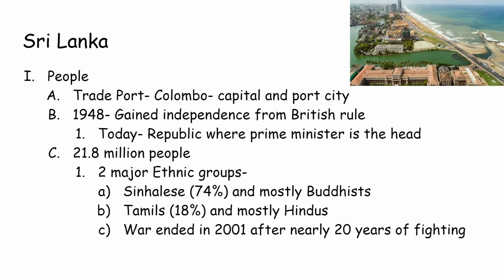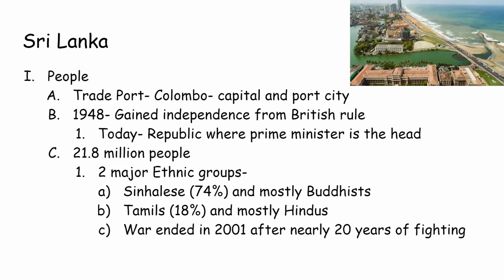Population-wise, they're about 21.8 million people. And ethnically, they're largely made up of two groups. The Sinhalese, which make up about three-quarters, 74%, and they tend to be mostly Buddhist. And then the Tamils, who make up about 18%. So again, these are two of the largest ethnic groups. But the Tamils tend to be Hindus.